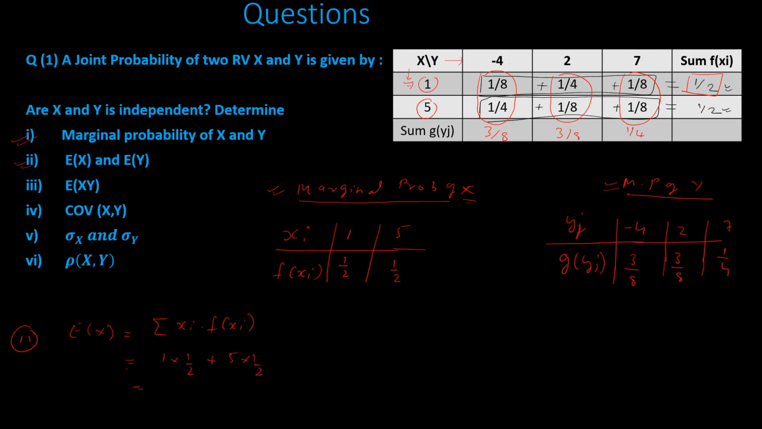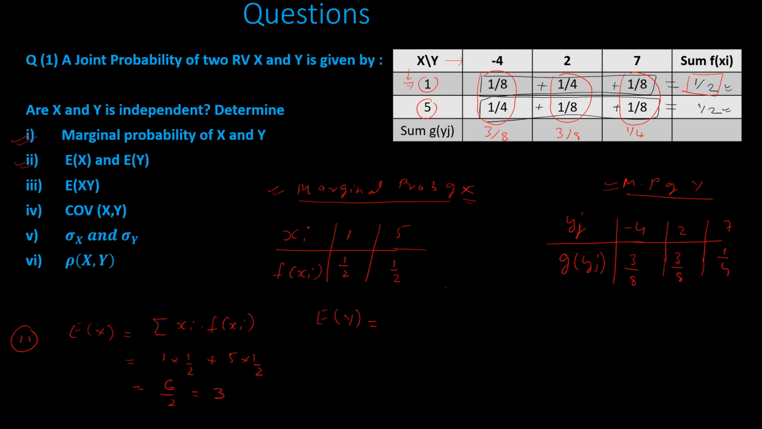So how much will this value be? 1 by 2 plus 5 by 2. So this will be 6 by 2. So the answer is coming to 3. So E of x is 3. Next, how to find E of y?